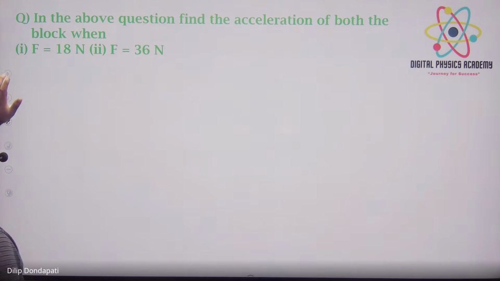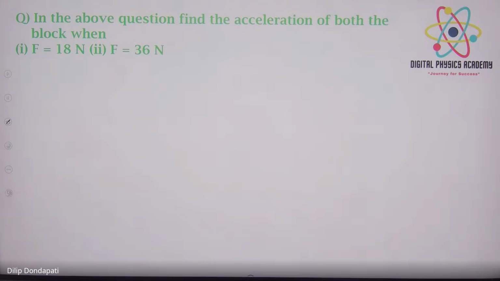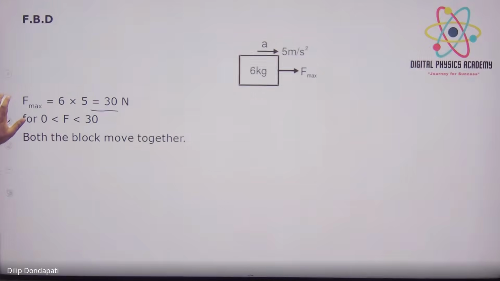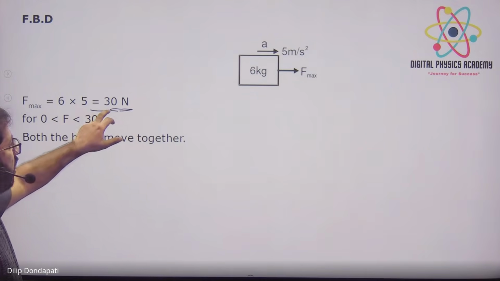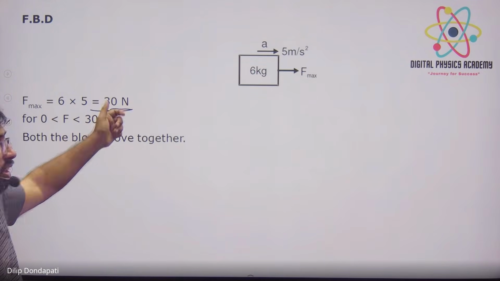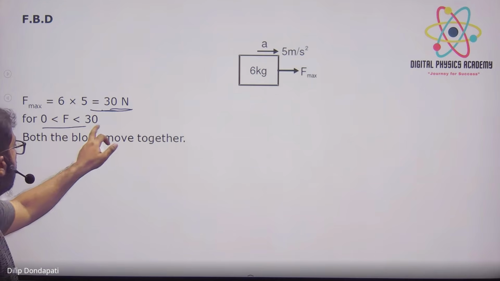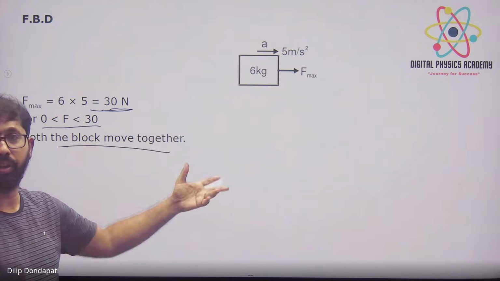Okay, next. Now, in the above question, find the acceleration of both blocks. Sir, wait, can you go back once? Sir, how did they come to the conclusion that they moved together? What conclusion? This one, 30 newtons, right? This is the maximum force, right? That means below 30, both blocks will move together.